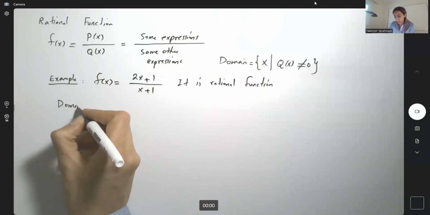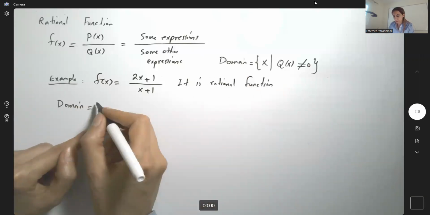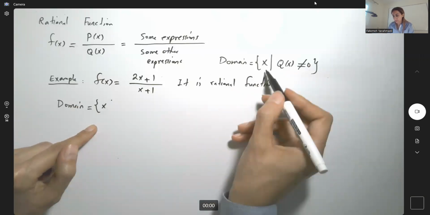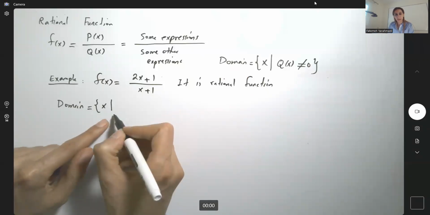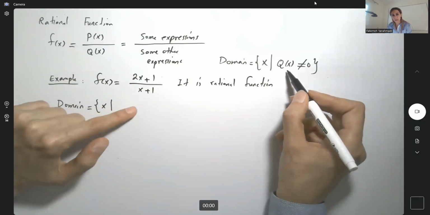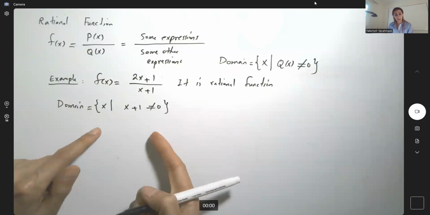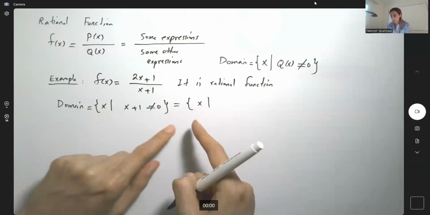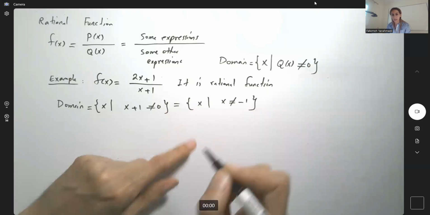To find the domain, follow the definition. You have a curly bracket, write it down. You have x, copy x down. You have a vertical line, such that, with the condition that q of x cannot be 0. What is q of x in this case? Q of x is x plus 1. X plus 1 cannot be 0. We know how to do algebra, we need to simplify this. It's the set of all x values such that x cannot be -1.